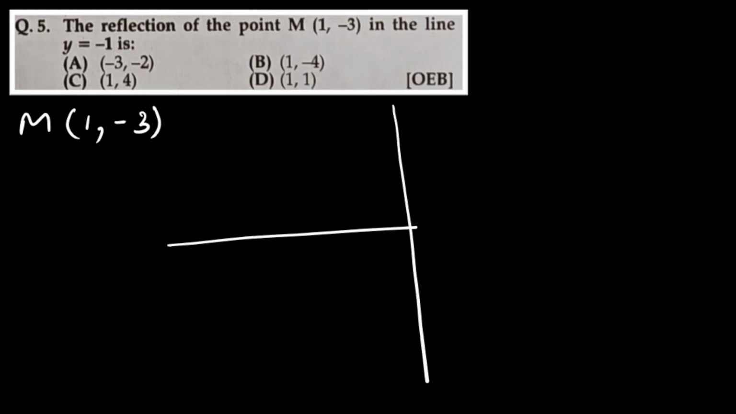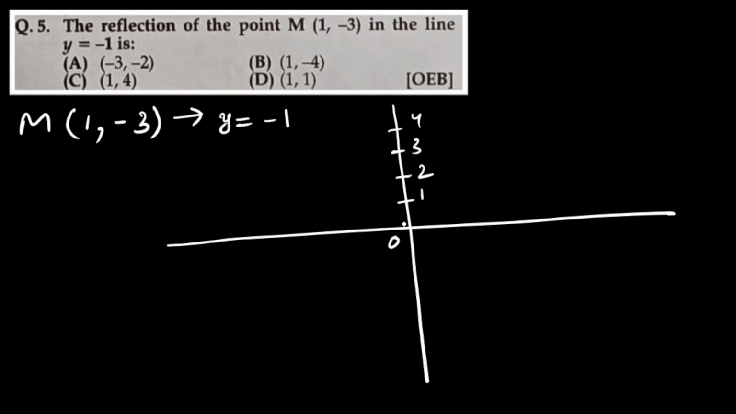Let's do the next question. Question number 5. The reflection of the point M. So one point M is there. Coordinates of M are given to us, (1, -3), in the line y equals -1. So in the line y, if possible you draw it and see it. I have taught you this concept. Whenever reflection is happening through any other line, like y equals -1, we'll try to draw it and do it.